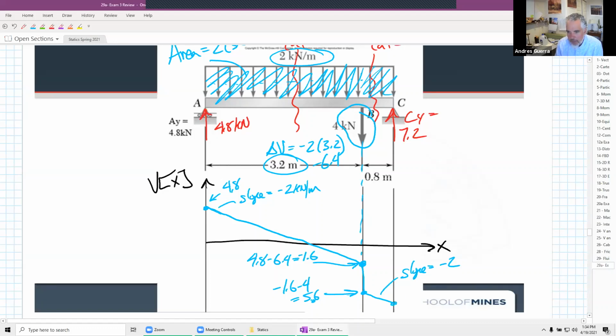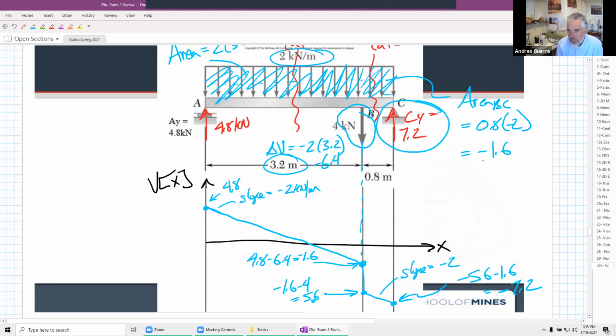And then we can also figure out the area under this last part. The area from B to C is going to be 0.8 times 2, so -1.6. So that V right there is going to be -5.6 minus another 1.6. And look at that. It gets us to -7.2. That's a check. We should end at the value of that support reaction right there.